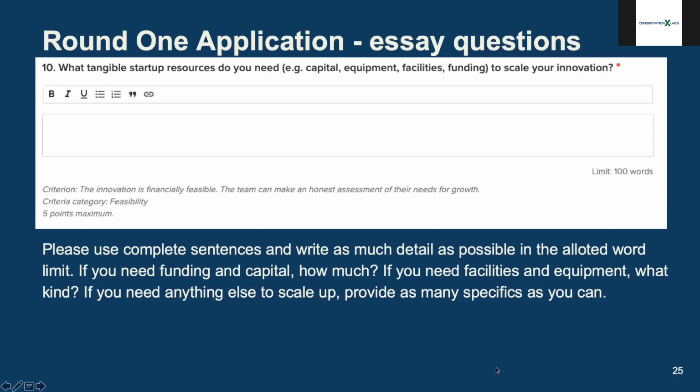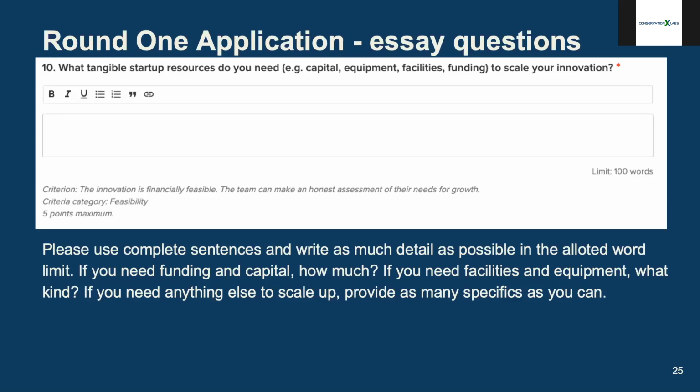Okay, question 10 here is, what tangible startup resources do you need? So this is capital, so that's funding, equipment, facilities, to scale your innovation. What other tangible startup resources do you need in order to grow to the next stage?